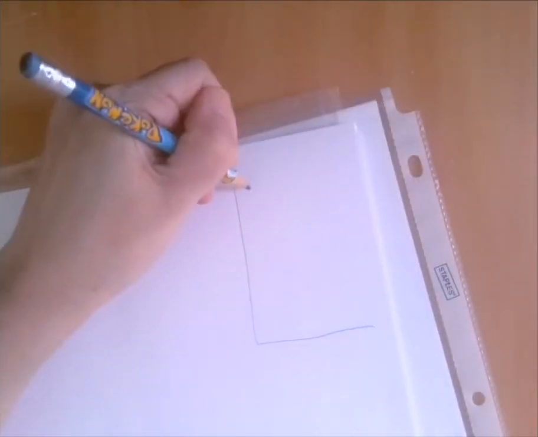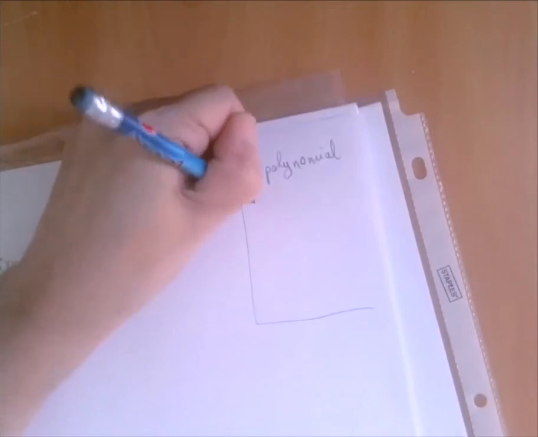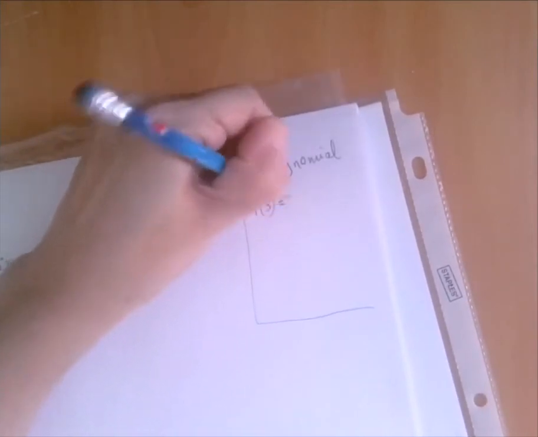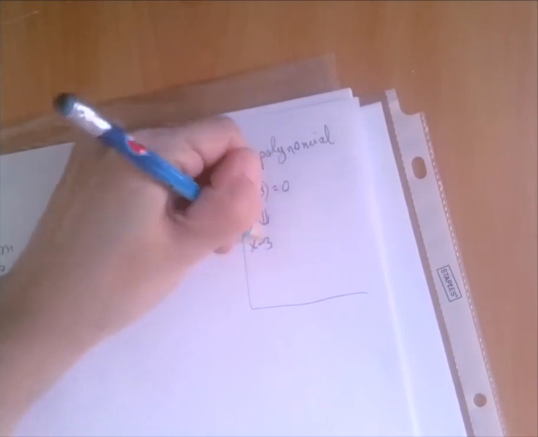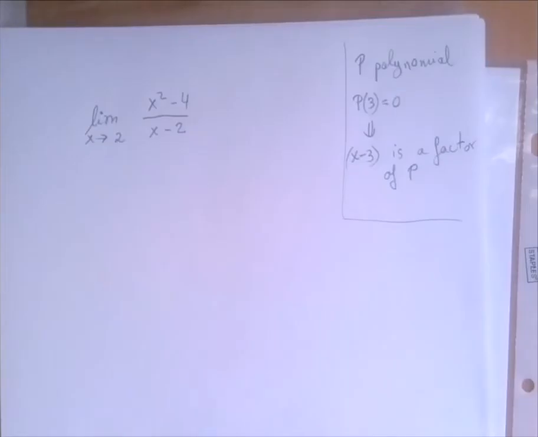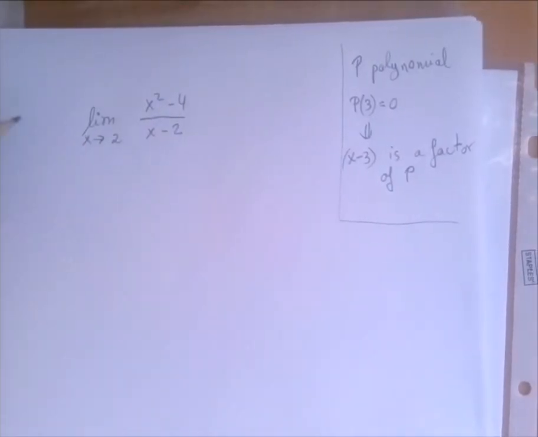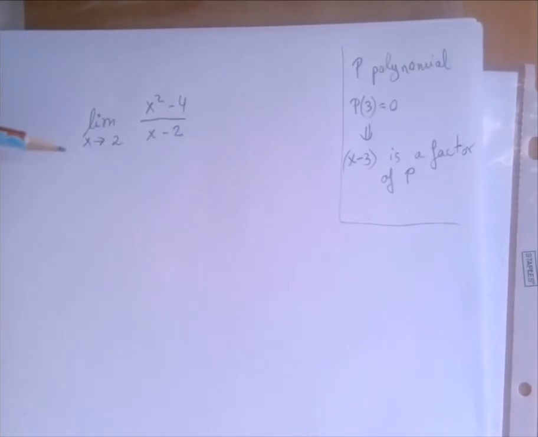I'm going to switch from 2 to 3. So if p is a polynomial and p of 3 is 0, then x minus 3 is a factor of p. So if you have an indeterminate that is a type of 0 over 0 and you're dealing with a rational function, the first thought should be factor, factor, maybe there is cancellation, and then maybe after that it's not an indeterminate anymore, which is exactly what happens.